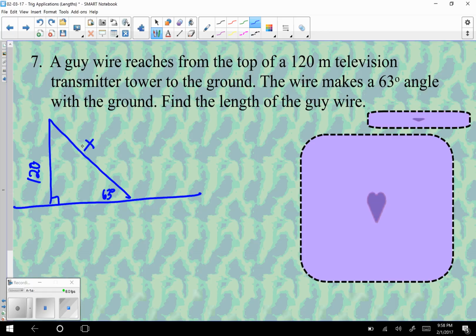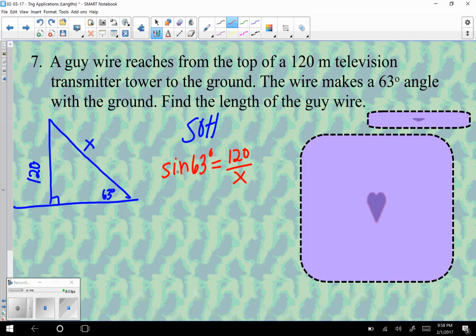So the length of the wire is here. Remember we're using the 63-degree angle. I know the opposite side and I know the hypotenuse. So opposite over hypotenuse, that's sine. I set this up and get sine of 63 degrees equals 120 over x.